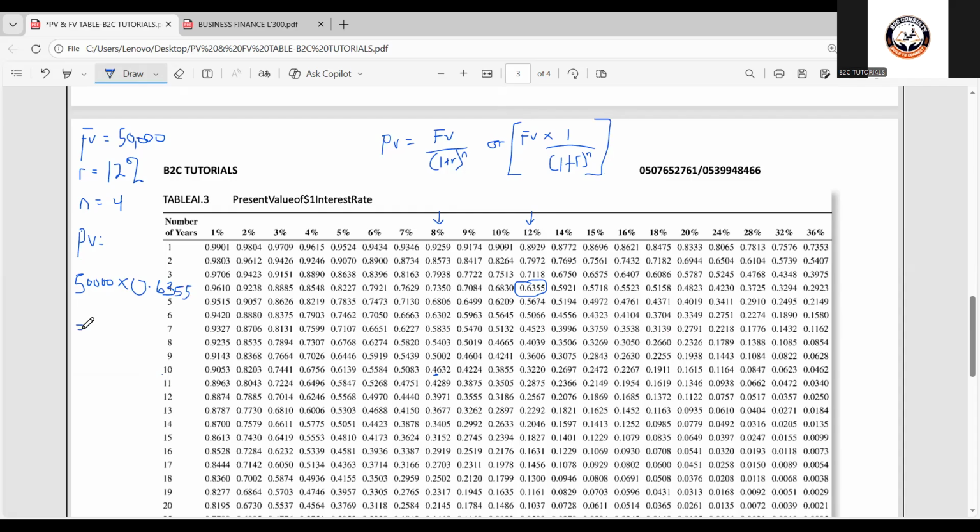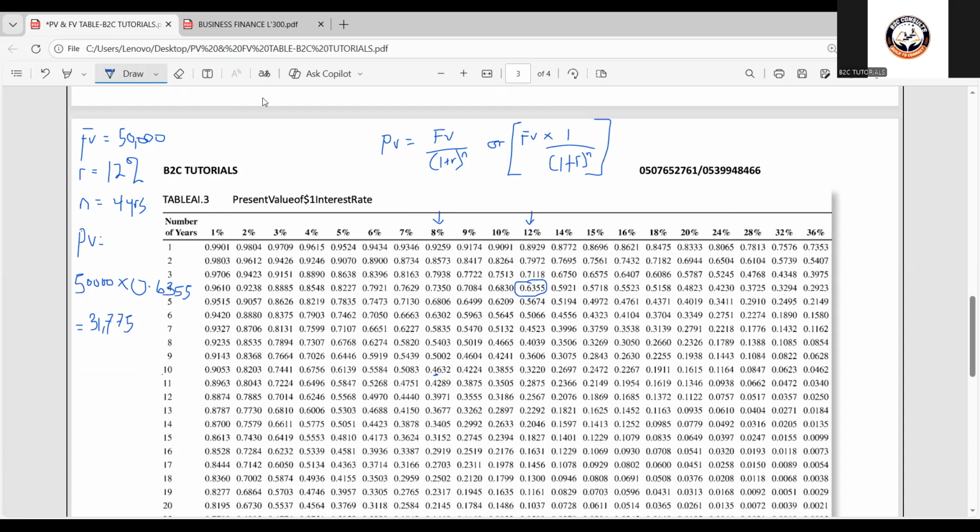Now, if you doubt your answer, you can just try using the calculator to solve it and see. So 50,000 multiplied by 0.6355 is 31,775. So if someone is promising to give you 50,000 in 4 years' time at a rate of 12%, and you're asked to find the present value of that money, the person is expected to give you 31,775 now, so that at the end of the 4th year, you can get the 50,000 Ghana cedis. That is the meaning of the present value. Okay, so that explains the question.